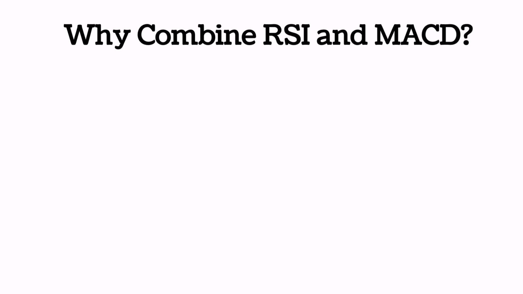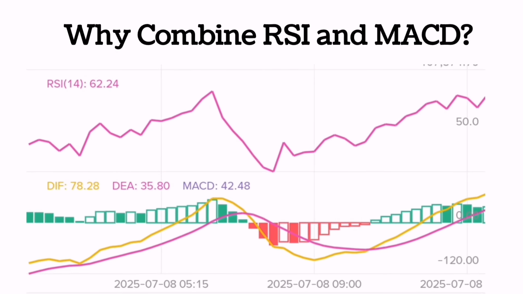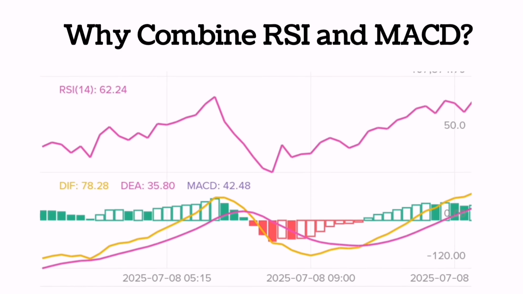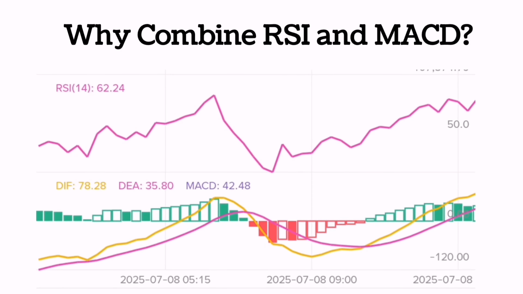Why combine RSI and MACD? RSI and MACD are from 2 different indicator families. RSI equals oscillator momentum. MACD equals trend plus momentum. Combining them reduces false signals.